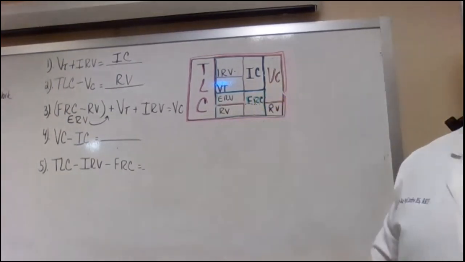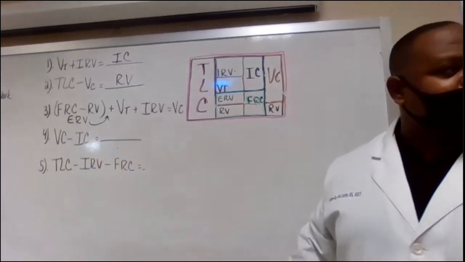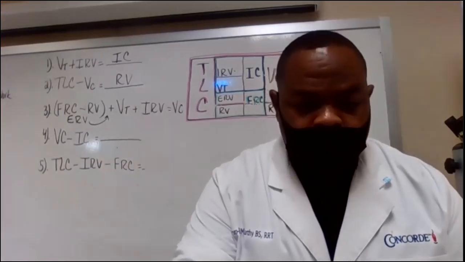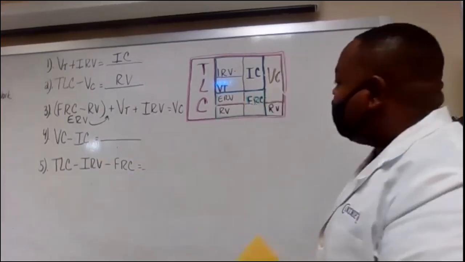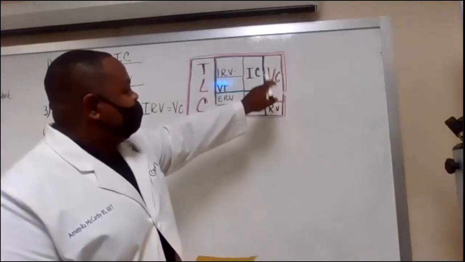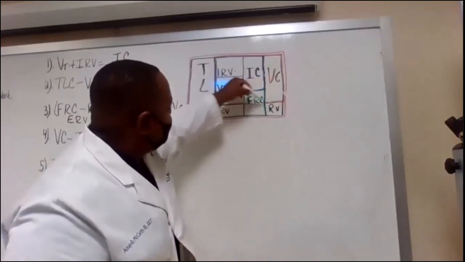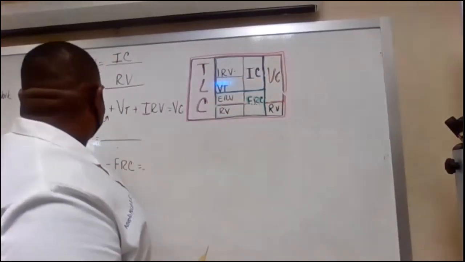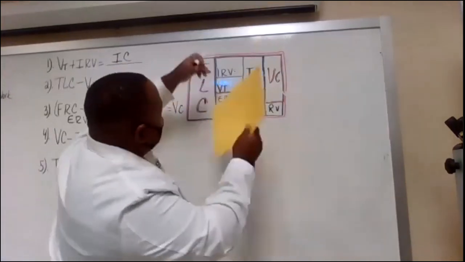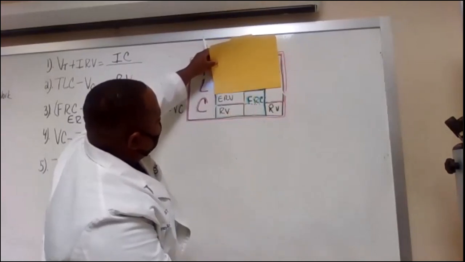Number four, vital capacity minus the inspiratory capacity. So let's look at it. Vital capacity. All right. Everybody look right here. Vital capacity is all of this, right? This is all vital capacity. Okay? Vital capacity, take away the inspiratory capacity. So vital capacity, take away the whole IC, what's left?